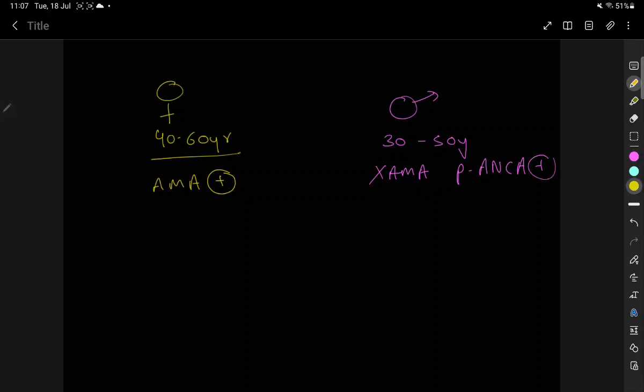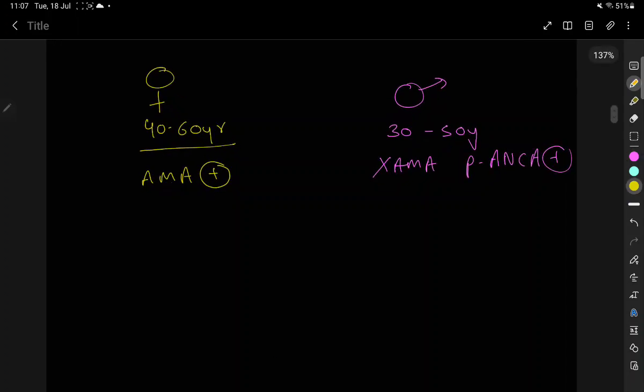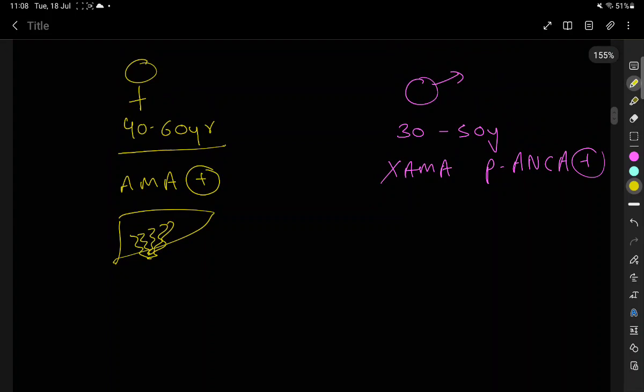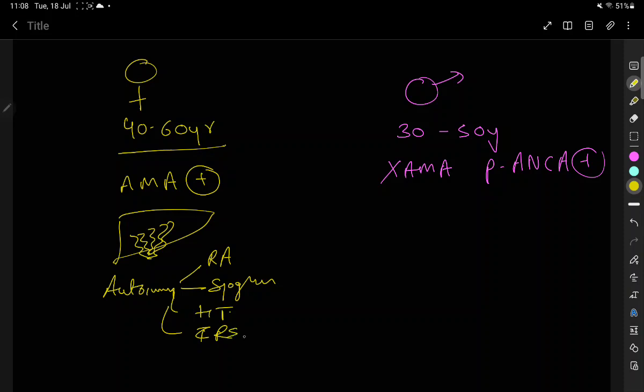Now we'll focus on this woman who is anti-mitochondrial antibody positive. She shows intrahepatic biliary duct atresia or obstruction, involving only the intrahepatic bile duct. Also, this female has a number of autoimmune diseases. These include rheumatoid arthritis, Sjogren syndrome, Hashimoto's thyroiditis, and CREST syndrome.